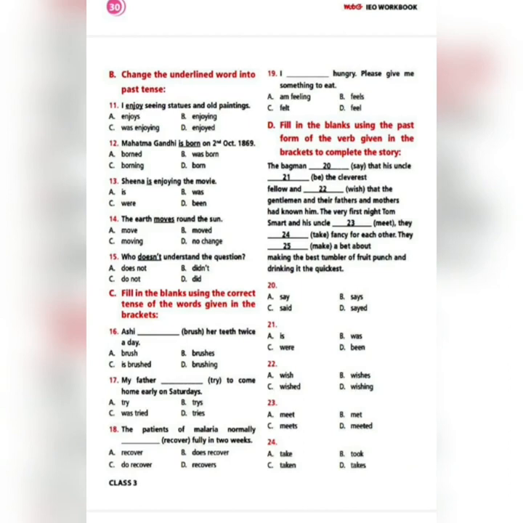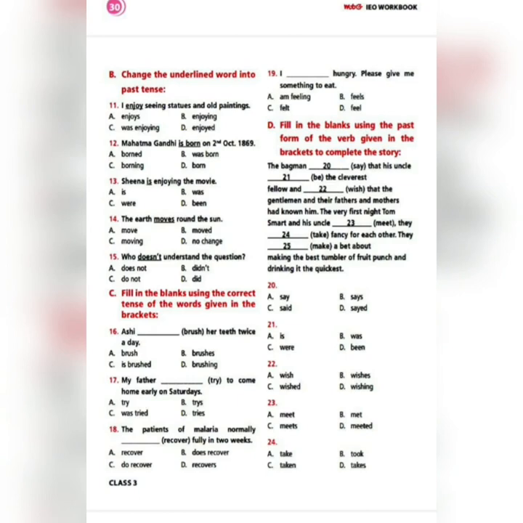Next we come to exercise B. Change the underlined word into past tense. So a sentence is given, a word is underlined, and you have to just change the word to the past tense. Generally most of the time we add ed to the verb to make it into the past tense. If it is, it changes to was, and does changes to did. So these are the few things which we need to keep in mind.